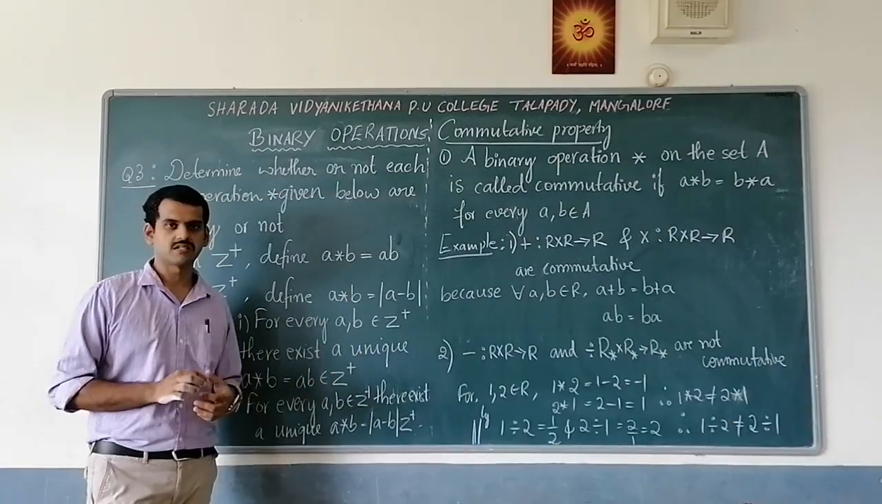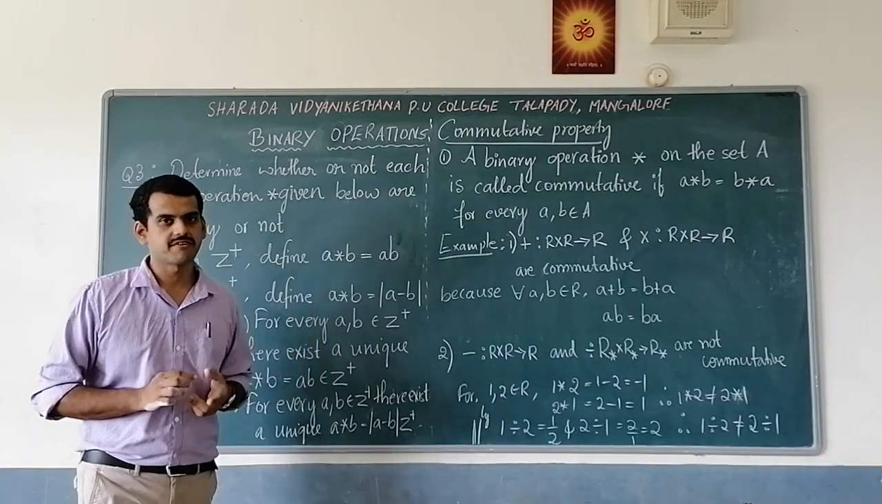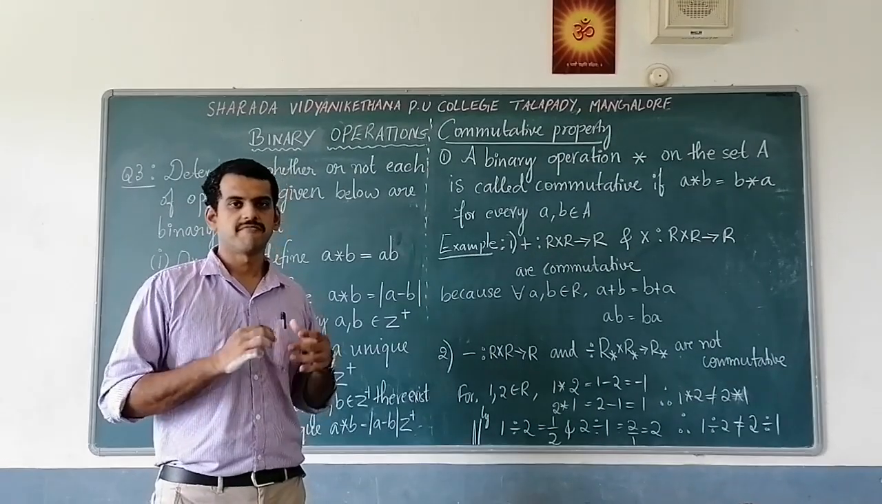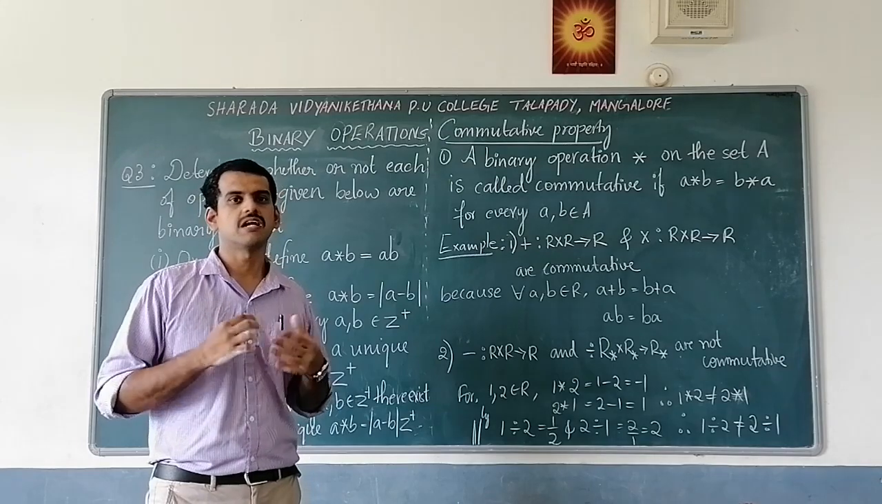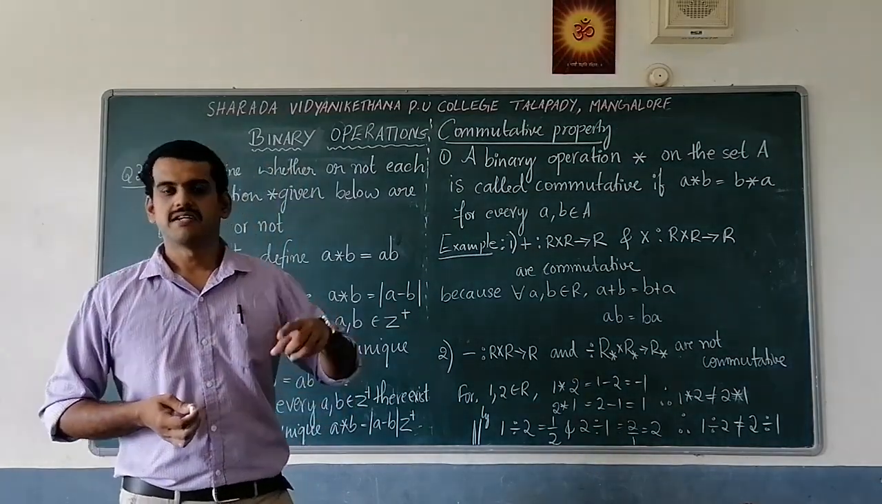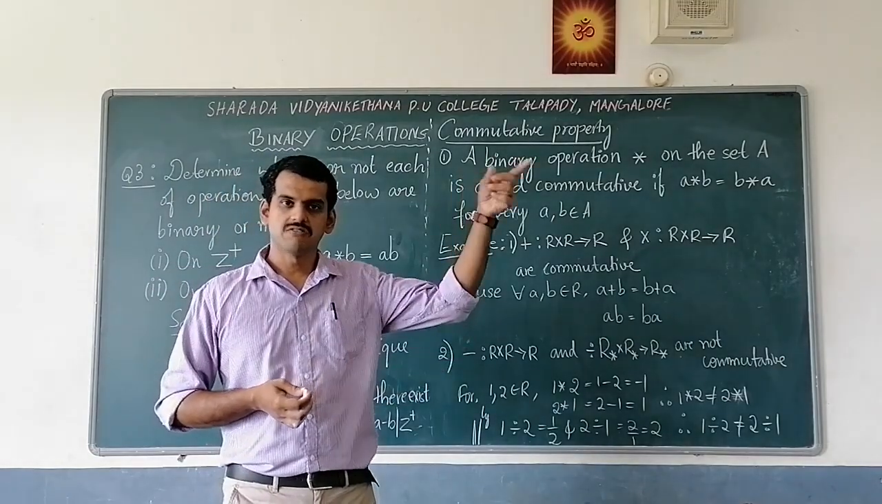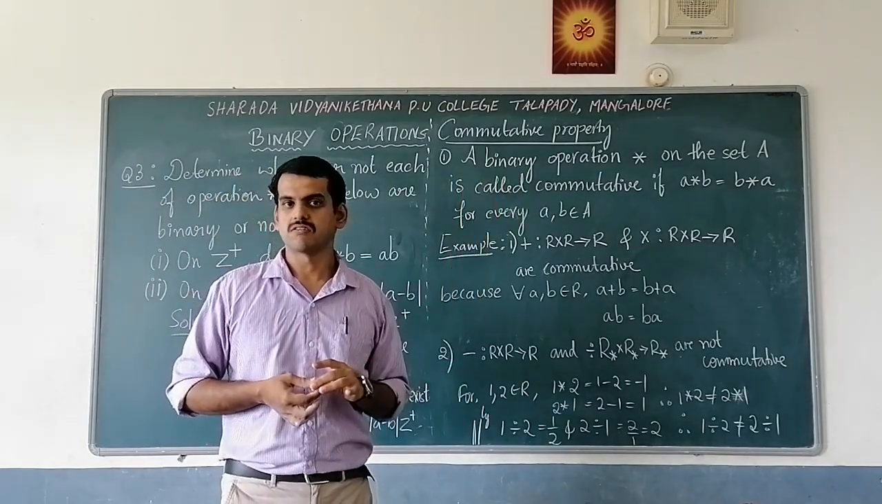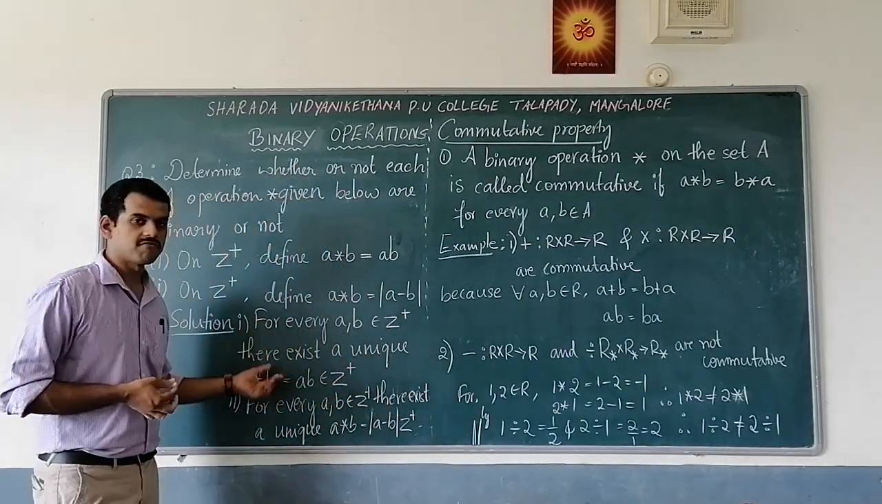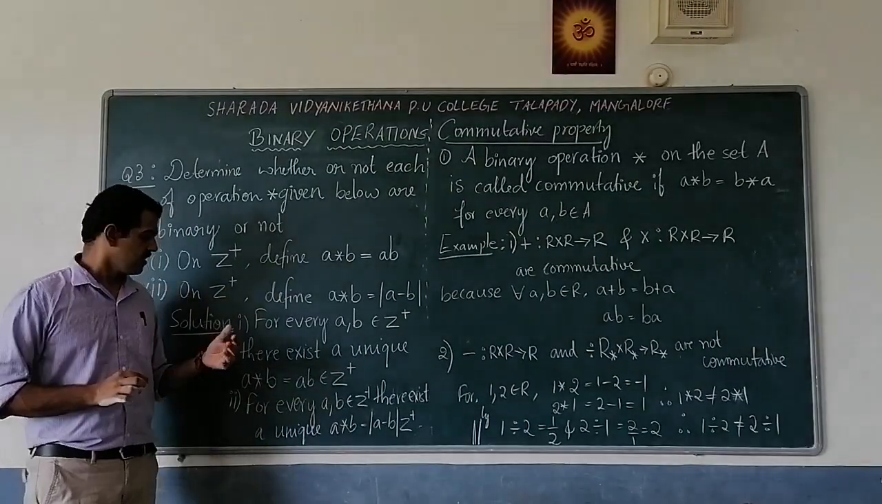This is the way we have to write the answer, because earlier in the definition we have seen that a binary operation should be a function. In a function, how does the definition go? For every element in the domain, there exists a unique element in the codomain. Then only that becomes a function. Therefore, in the same way we have to give the answer.